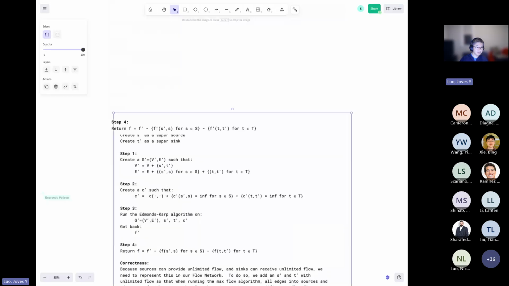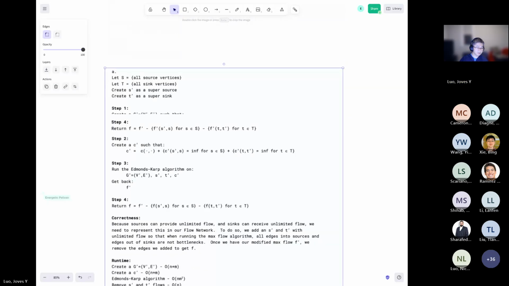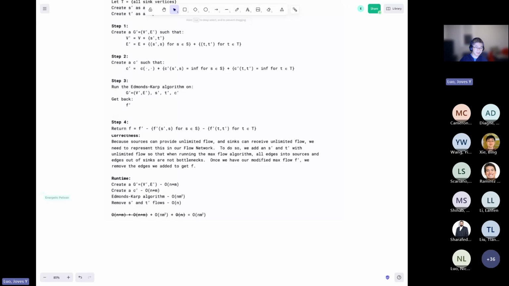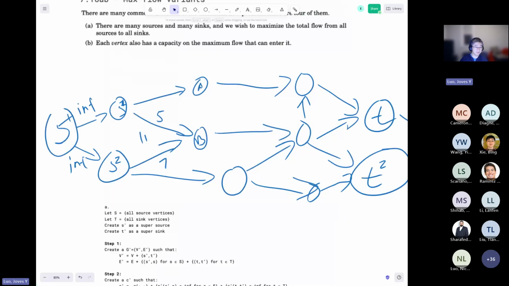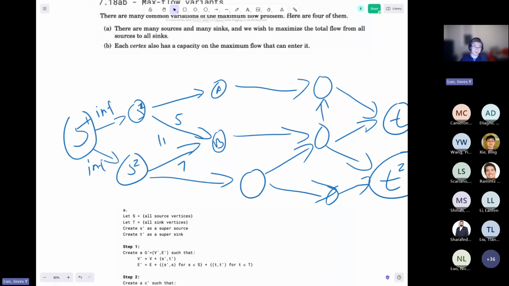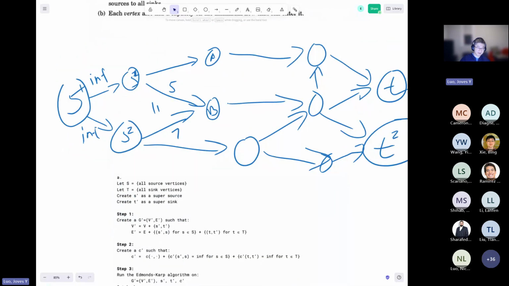Right, cool. So part B. Part B says each vertex has a capacity on the maximum flow that can enter it. So what that is saying is that we take my ugly graph again, and these nodes also have a capacity. So this might be 7, this might be 8, this capacity might be 6, right? So even though you could take in 7, you could exit 8, you're going to constrain the incoming flow to 6 because these vertices also have a capacity.